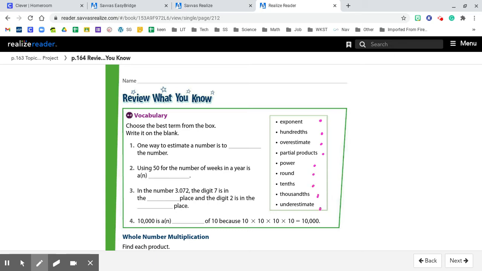Choose the best term from the box and write it on the blank. One way to estimate a number is to round the number. Take that and cross it off. Using 50 for the number of weeks in a year, there are 52 weeks in a year, so 50 is below the actual, so we call that an underestimate.